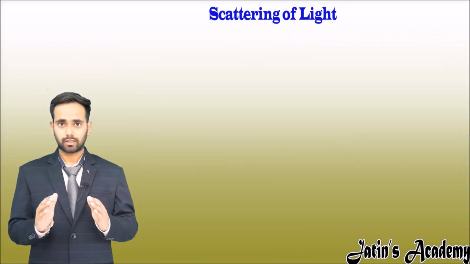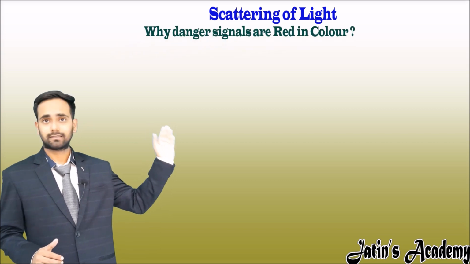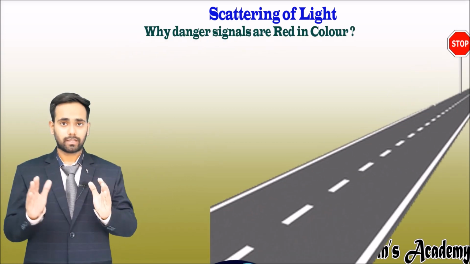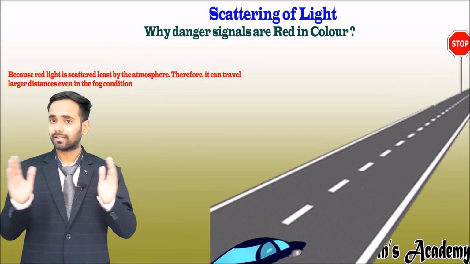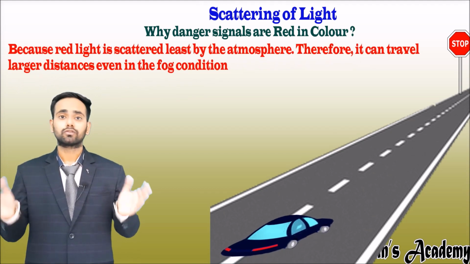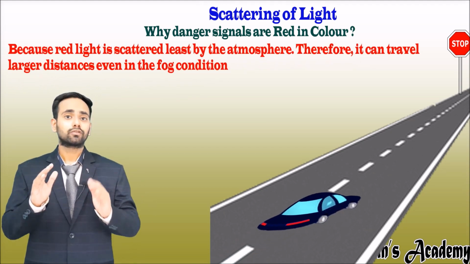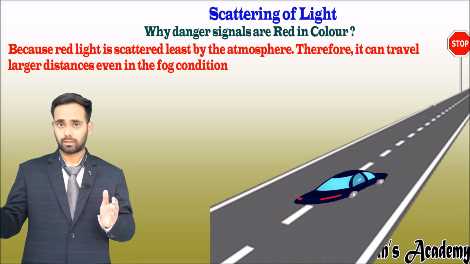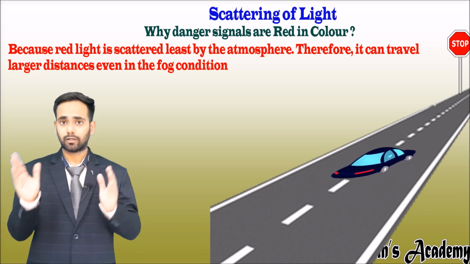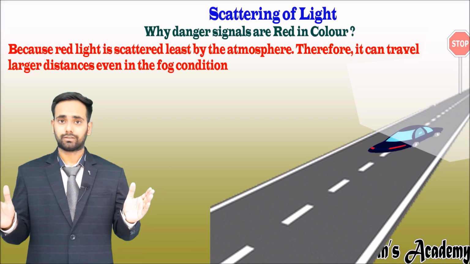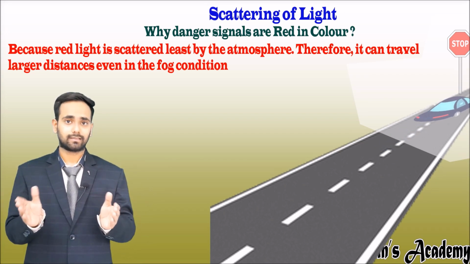Our next question is, why are danger signals red in color? We know that red color scatters least in the atmosphere. So if red color scatters least, it is easily transmitted to the observer, or the light is caught by the observer even in fog conditions. So that's why danger signals are red in color.